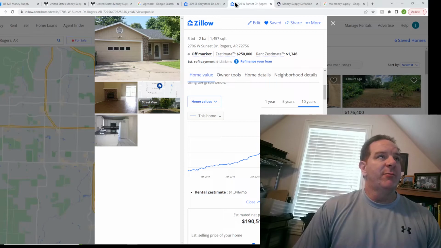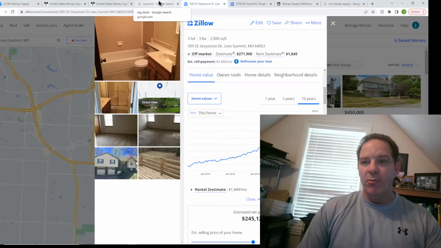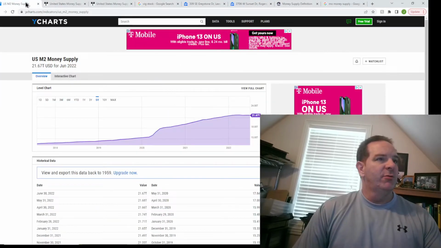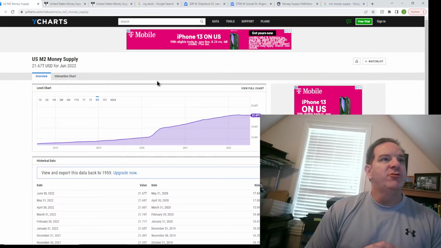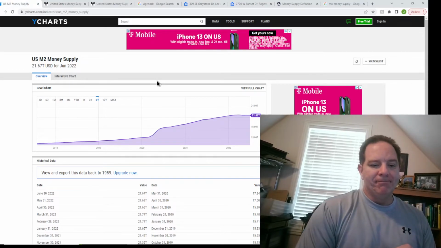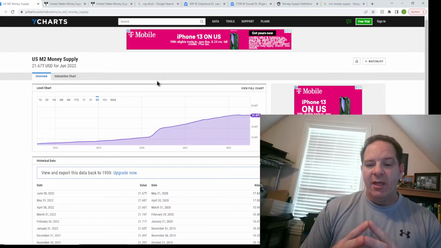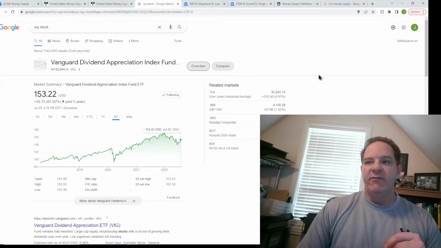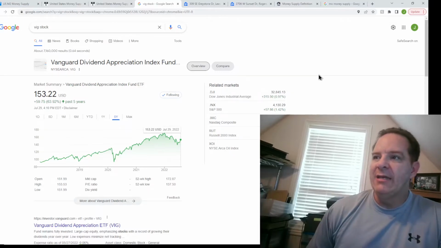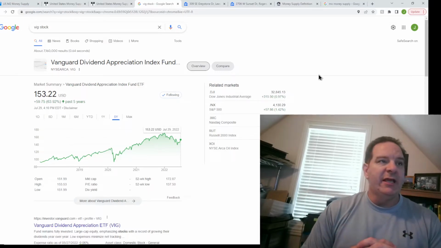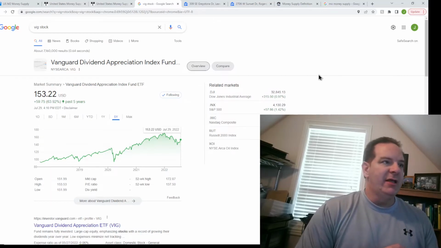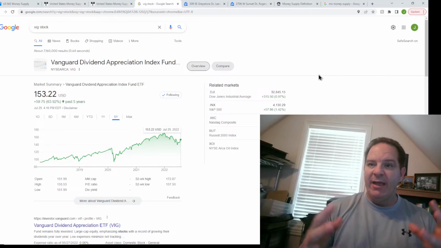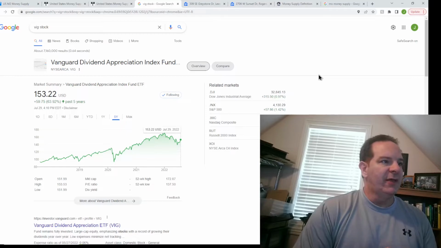But I wanted to take some minutes and just explain that to you. M0 money supply, M2 money supply. I heard some interesting inflationary discussion, and I hadn't thought about this in the past because one of the things we look at is the VIG, and that's just a broad market index fund that I have money in that tracks dividend paying stocks, profitable companies, things like that.